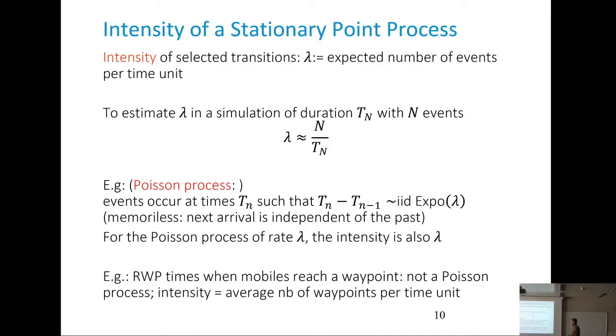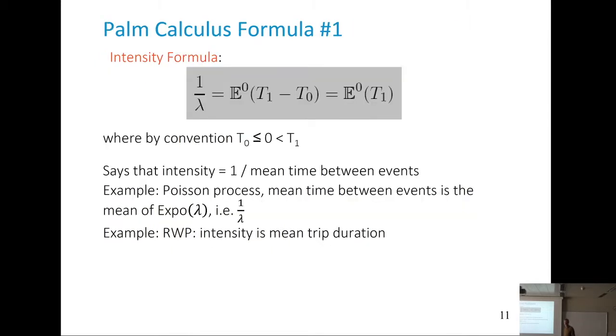For other processes, like the random waypoint simulation that we did, the intensity might be more difficult to compute. We can compute it by simulation, by doing this, right here. But it might require a bit more work, but certainly the way it's defined is easy to understand. It's defined as the average number of waypoints that are reached per time unit. So if I do a simulation, how many trips do I do per time unit? Per hour, for example. But there is a very simple way to define and compute the intensity.